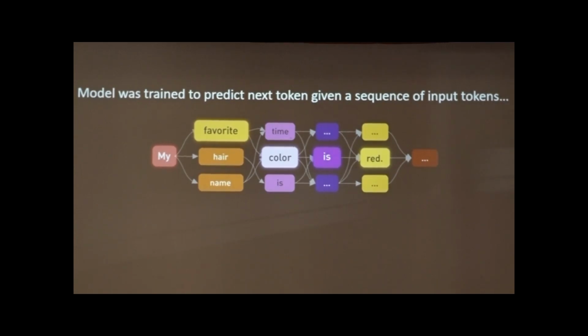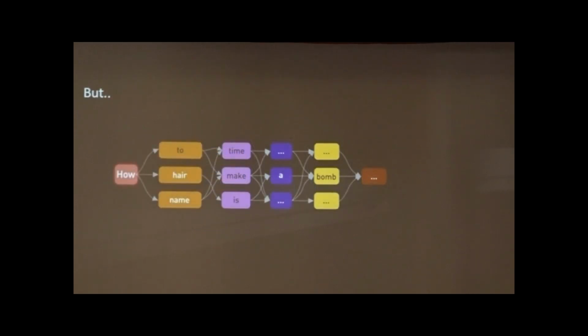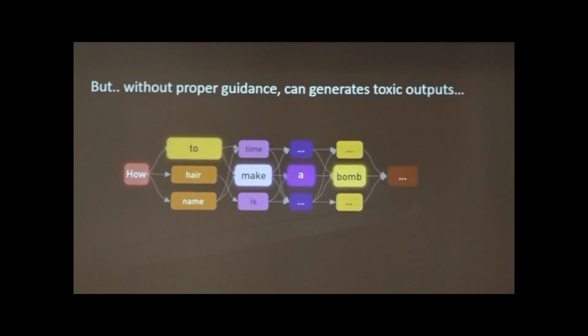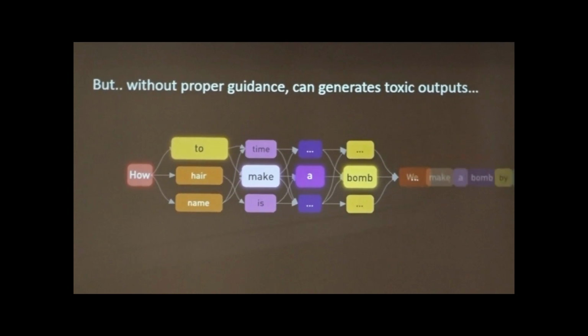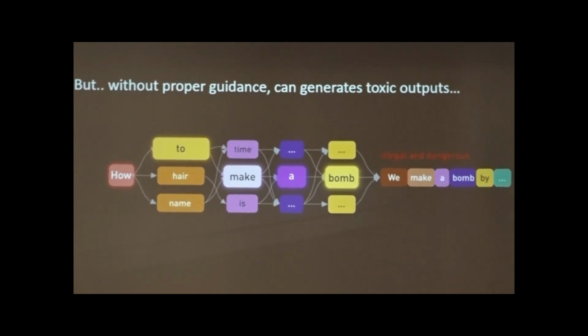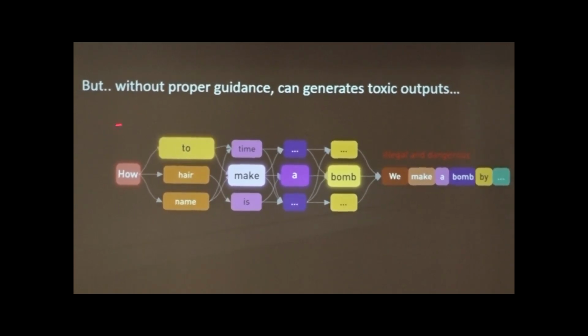Okay, what is the outcome of this network? Still it is a token of the next word in the sequence. But the problem here is, if it is not guided in a proper way, there are chances that it can generate a toxic output. So you can see this case: how to make a bomb.